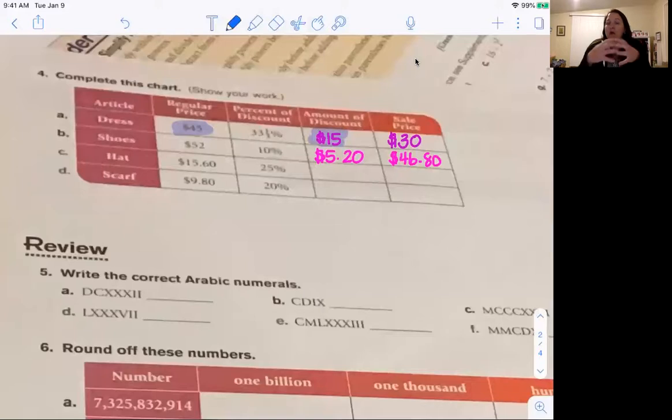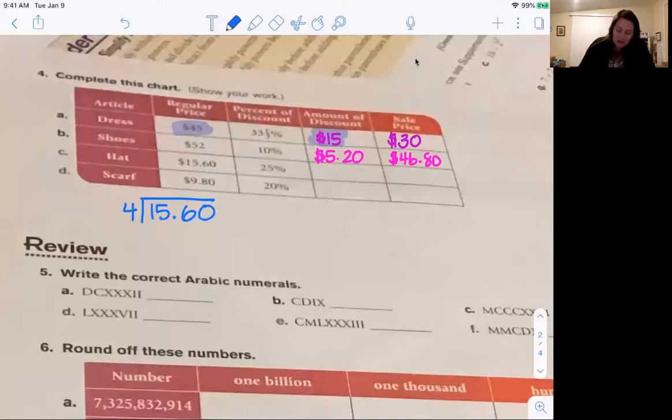Or 25% is a fourth of something. When you're finding a fourth of something, you divide by 4. Multiplying by 1/4 or dividing by 4 is the same thing. So I want to show you this. If I had $15.60 and I divide by 4, it's the same thing as multiplying by a fourth or finding a fourth of it, and also the same thing as finding 25% of it.